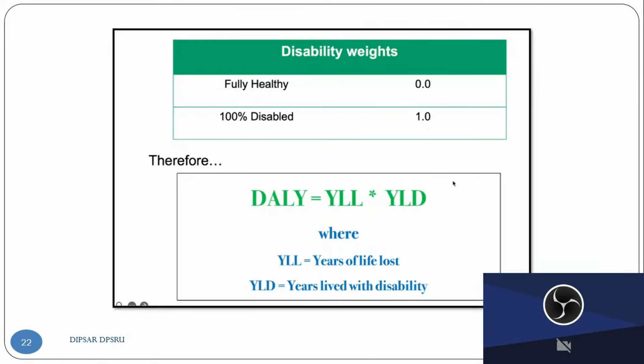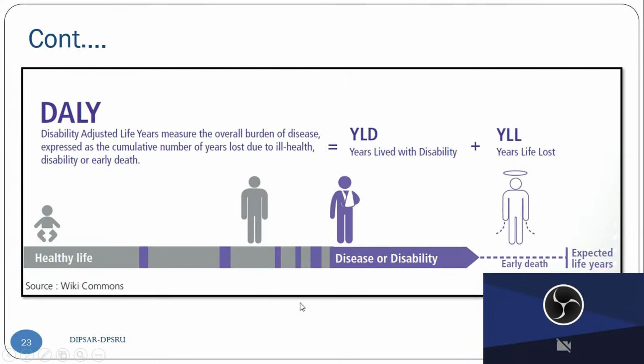जैसे मैंने बोला 100 मतलब 70 साल का था, 50 में मर गया, 50 में भी मान लो उसने 5 साल बेड पे बिताए हैं डिसेबिलिटी के कारण, डिजीज के कारण, राइट। तो वो भी आपका एडिशन होगा। सो DALY is Disability Adjusted Life Year, measure the overall burden of the disease expressed as a cumulative number of years lost due to ill health, disability and early death.